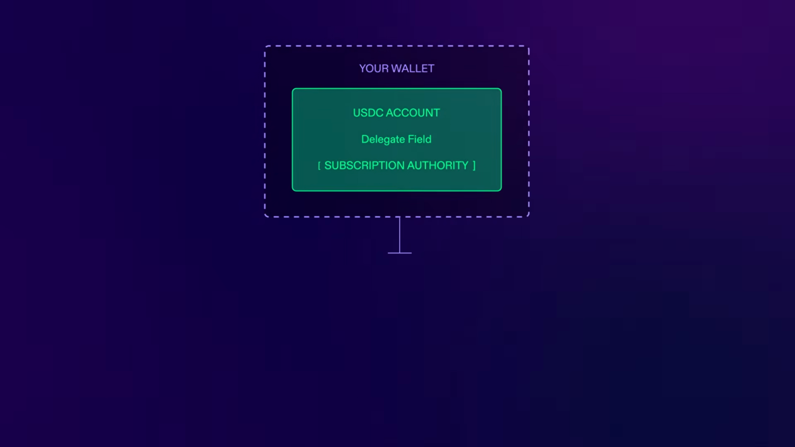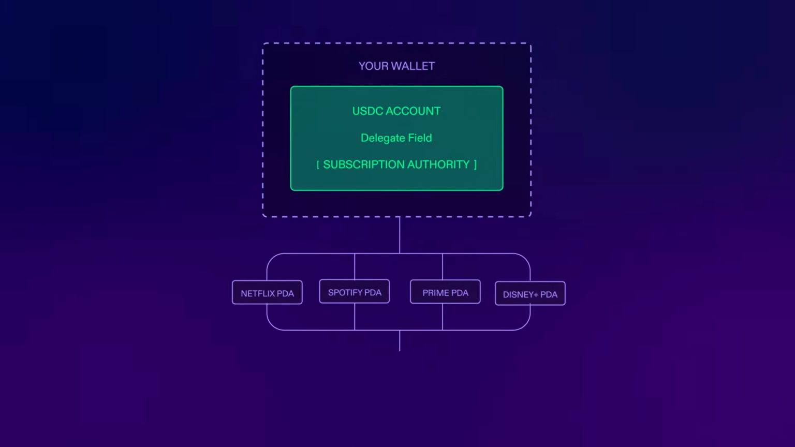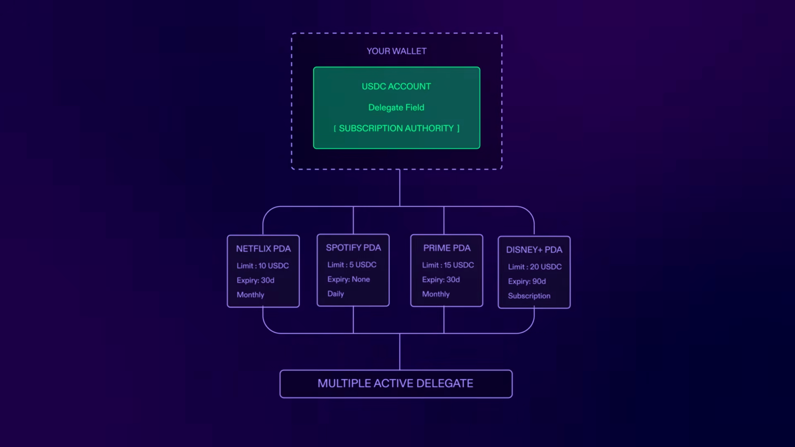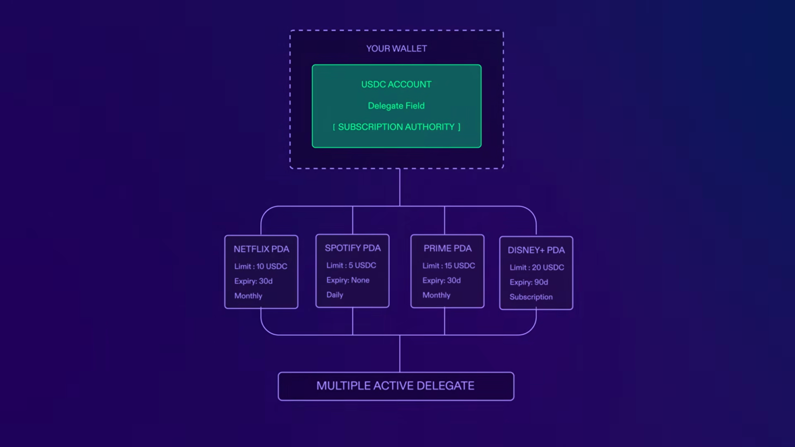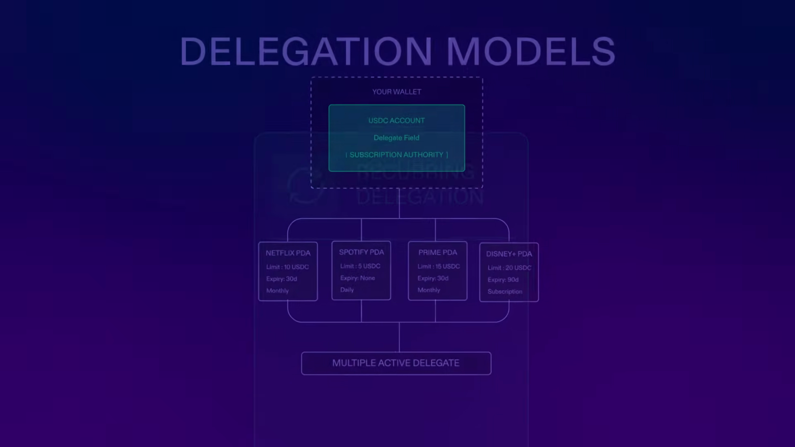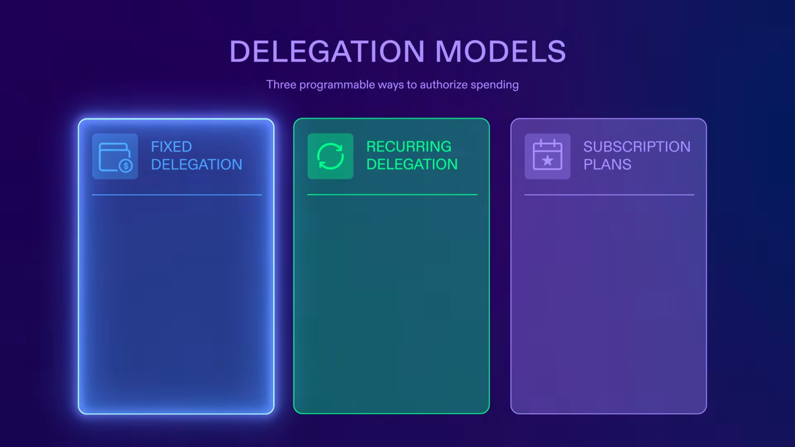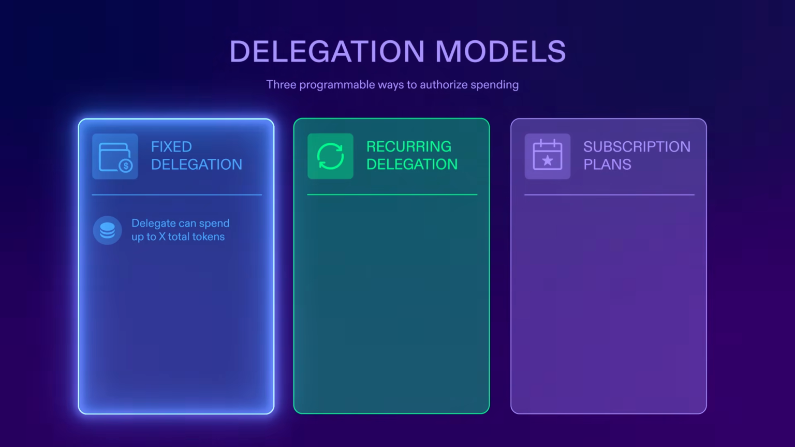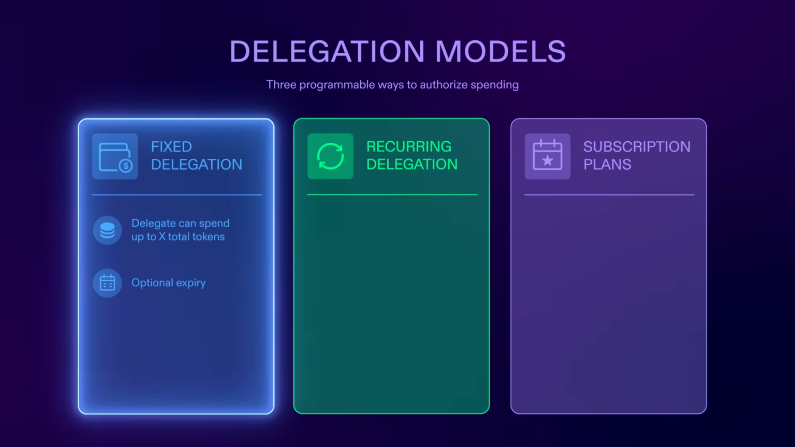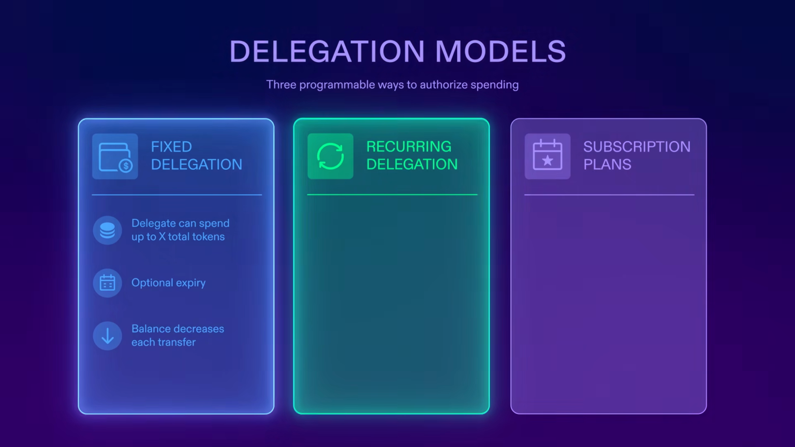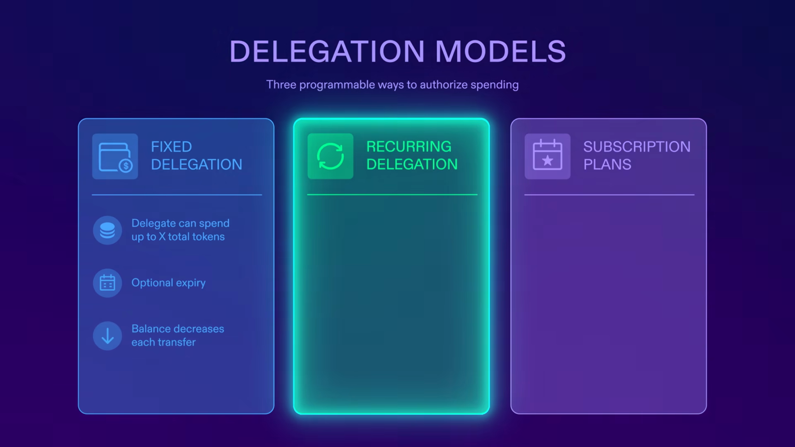This means you can now have unlimited simultaneous delegations from a single token account. Each one is a separate PDA with its own rules, limits, and expiry. And the program supports three different delegation models. The first one is the fixed delegation, like a prepaid allowance. You authorize a delegate to spend up to X total tokens with an optional expiry, and each transfer decrements the remaining balance.